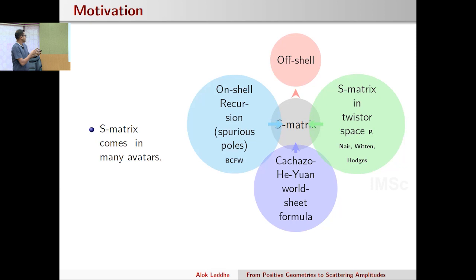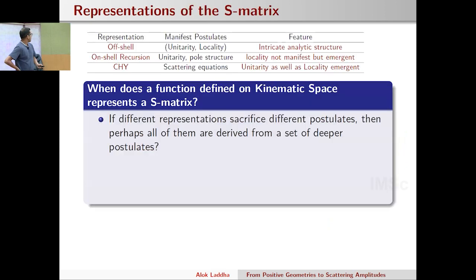The final answer is the same, but at the intermediate steps we see different structures emerging, and these are different representations because they make different postulates manifest. So, for example, in the usual Feynman diagrammatics approach, we never compromise on unitarity or locality at any stage in the computation. But there's a price to pay because we go off shell. There is some intricate analytic structure, and we see some singularities which are not always physically easy to understand.